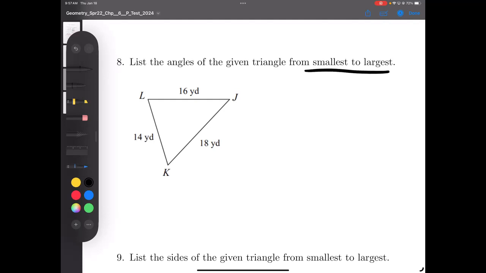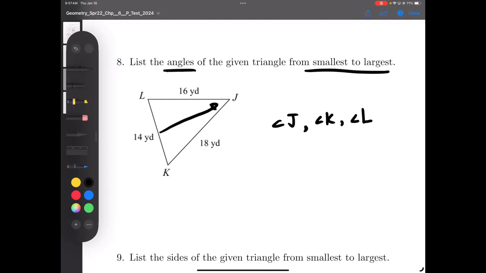So right here, smallest to largest, the angle, right? Which is the smallest angle? 14. Well, that's the shorter side. So the smallest angle should be what? J, because it's opposite, right? Okay, so angle J first. What's next? K? Angle K. Last one? L. Okay, that's it.